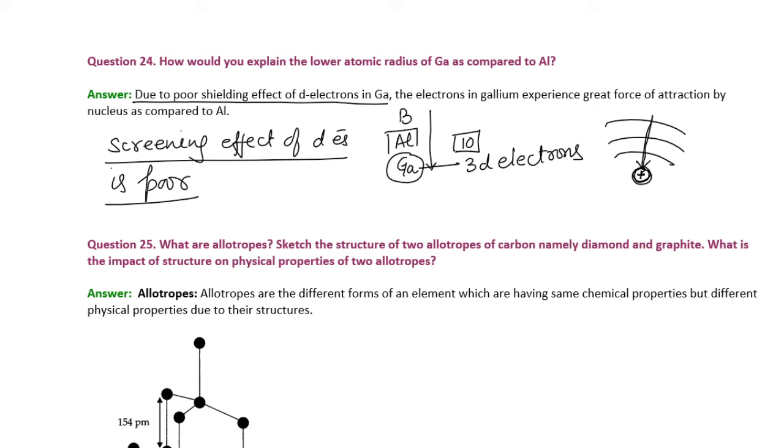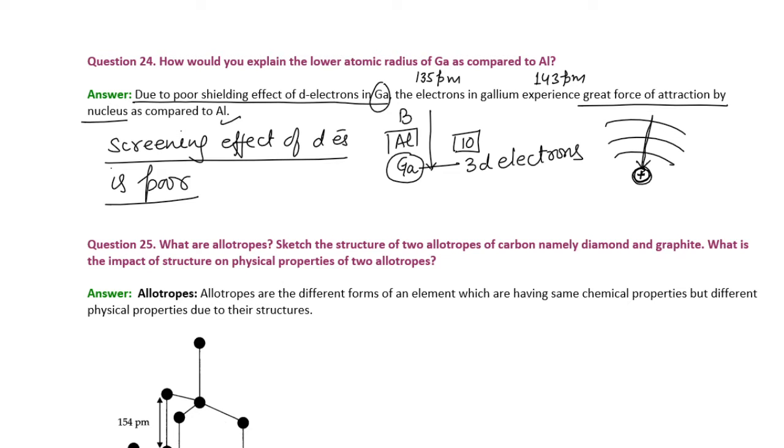So electrons in gallium experience a strong force of attraction by the nucleus as compared to aluminium. This is the reason that gallium is slightly smaller in size than aluminium. The difference is only slight. See, this is 135 picometer and aluminium is 143 picometer. There is a slight decrease in size, but though it is slight, it is not a regular trend.